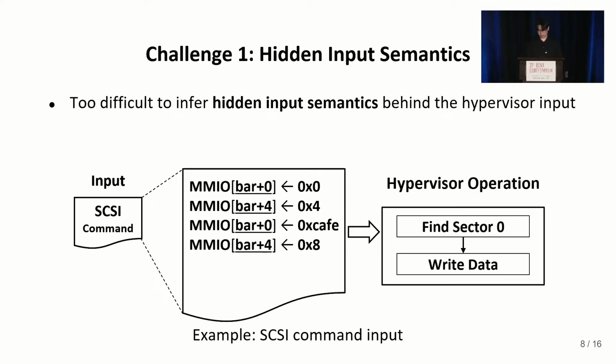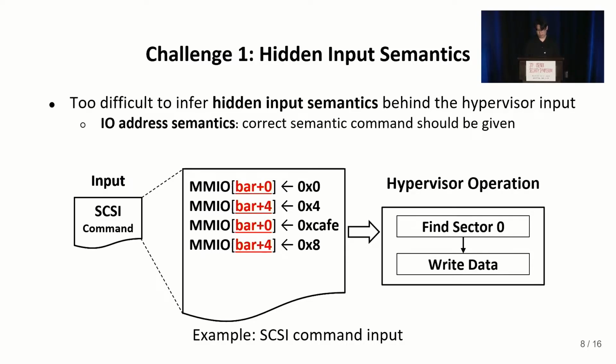As you can see in the example, the input is presented as a sequence of I/O operations, so it is difficult to infer the semantic meaning behind the input. In fact, there are two hidden semantics here. One is I/O address semantics, which assigns meaning to the I/O addresses using different types. So I/O operations show their dedicated behavior through the correct I/O address value.